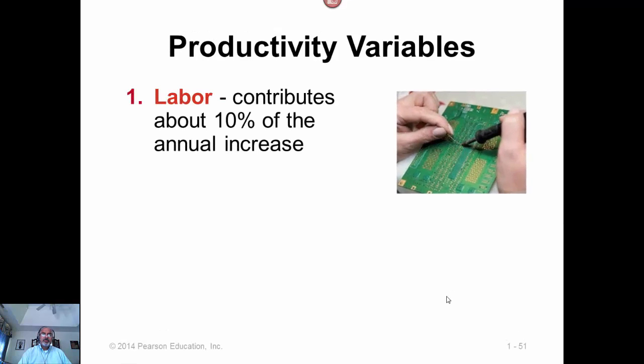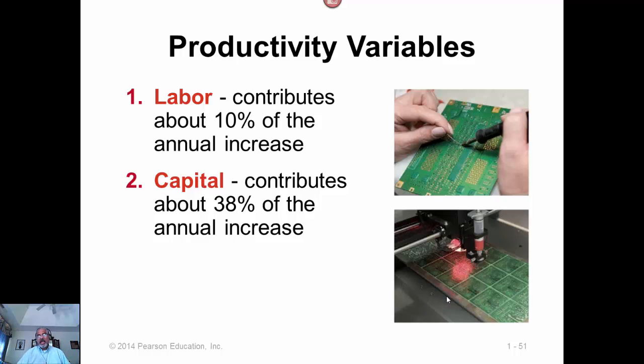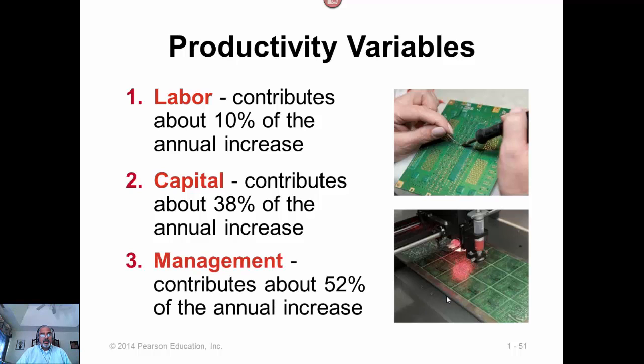Now, productivity variables. The contribution of labor towards productivity improvement is about 10%. Then capital: by capital we mean improvement in facilities, machinery, and automation, so capital investment related productivity improvements. The contribution is roughly 38% of the annual increase. Now the management practices: we're able to incorporate better management practices, policies, and procedures. These can contribute up to 52% of the annual increase in productivity.